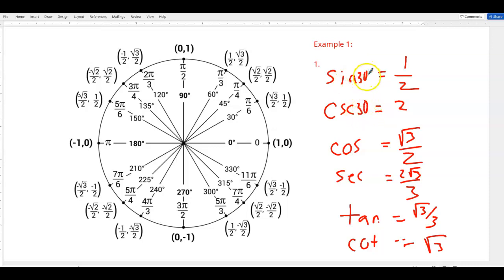So sine of 30 is a half. Cosecant of 30 is 2. Cosine of 30 is radical 3 over 2. Secant of 30 is 2 radical 3 over 3. Tangent of 30 is radical 3 over 3. And cotangent of 30 is radical 3. So there we have it. Okay? So there's our 6 trig ratios for 30 degrees. Let's go ahead and take a look at our second one.